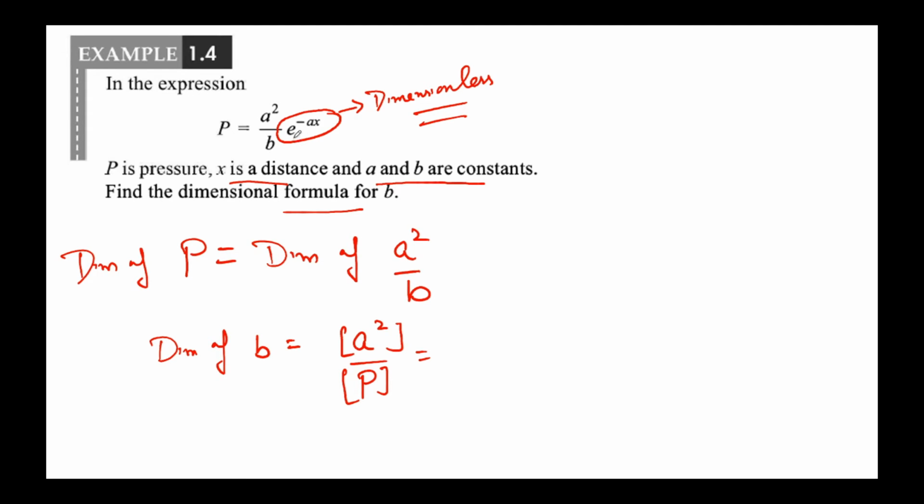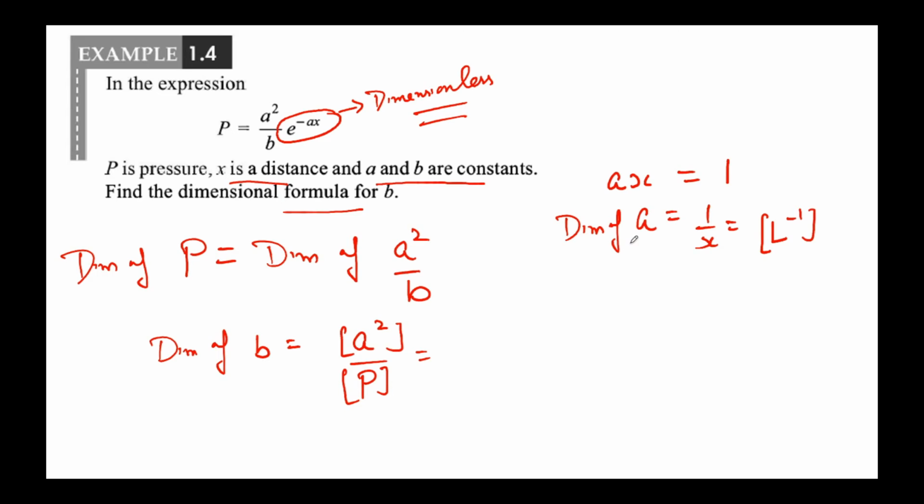how can we find the dimension of a squared? Now exponential of minus ax is a dimensionless parameter. So what does it mean? It means that the term ax is dimensionless, and from that we can find the dimension of a, which will be equal to 1 over x, so that is equal to L raised to power of minus 1.